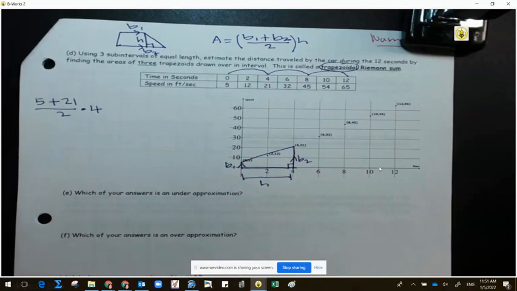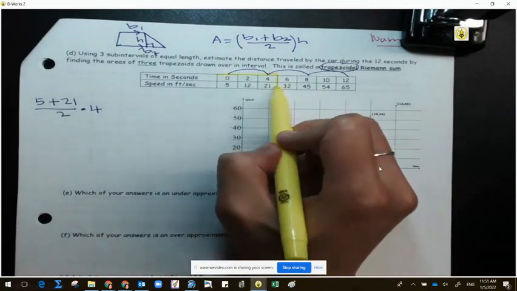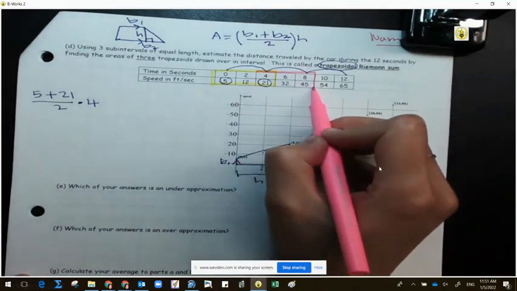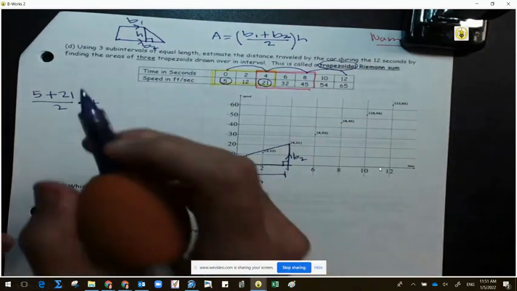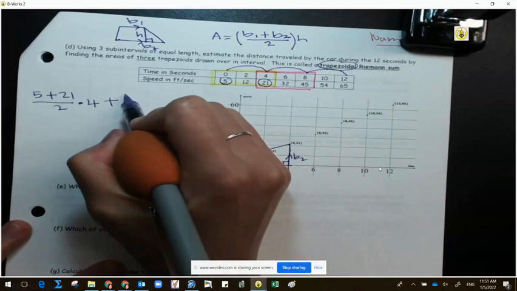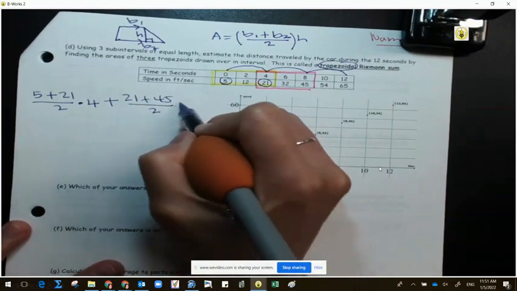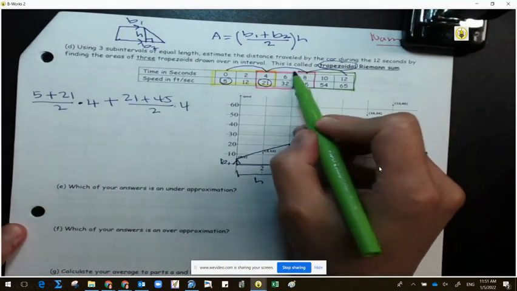So if I specifically look at the table, you'll realize within the first set, the 5 and 21 is simply our left and the right. So if I want to go ahead and look at that pattern without drawing my next trapezoid, what two numbers are my bases and the height? 21 and 45 divided by 2 times 4. And then our last piece, what is my base 1 and base 2?